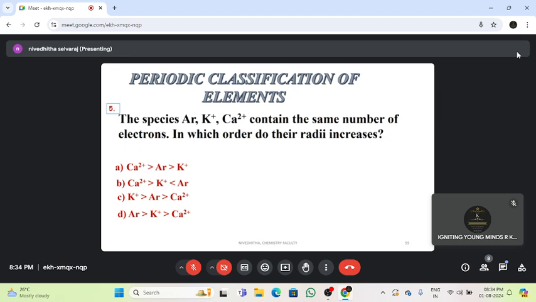The species argon, potassium plus, calcium 2 plus contain the same number of electrons. In which order do their radii increase? See here, potassium, argon, calcium. All the three species have the same electrons, which means these are isoelectronic species. And we have to arrange these species based on their radius. Option C, ma'am. Okay, option C. Varshini's answer is option C, right?